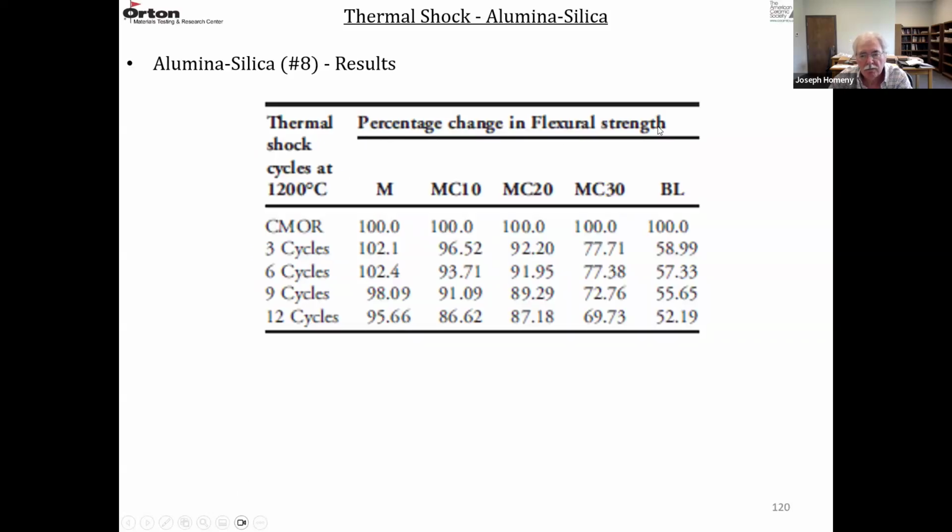So the percent change in flexural strength as a function of thermal shock cycles. So the cold MOR, 3 cycles, 6 cycles, 9 cycles, and 12 cycles. This one just dropped slightly, maybe 5%. This one dropped about 14%, about 13%, about 30%, and about 48%. So decreasing mullite content, more damage during thermal shock.